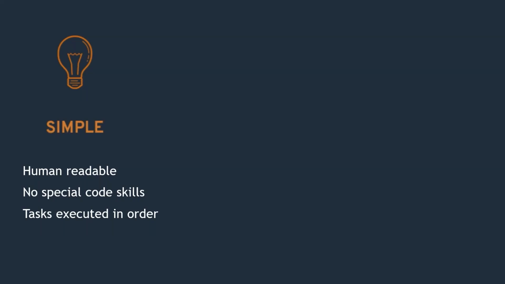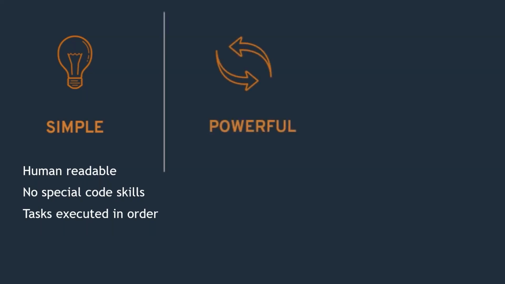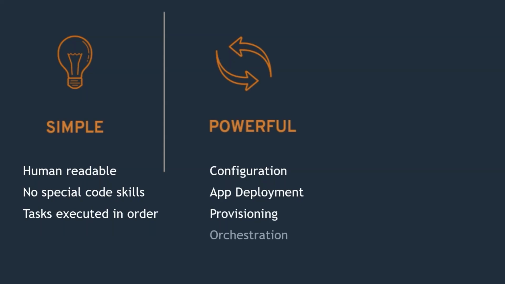But in Ansible, it executes in sequence format, meaning line 1, line 2, line 3. There is no shifting of the controller from line 1 to line 10. It is going to execute in sequence. Next, it is powerful. Why is it powerful? Because we use it for configuration management, application deployment, and also provisioning. So a single tool can achieve multiple activities, as well as orchestration.